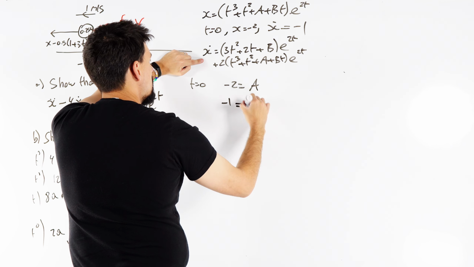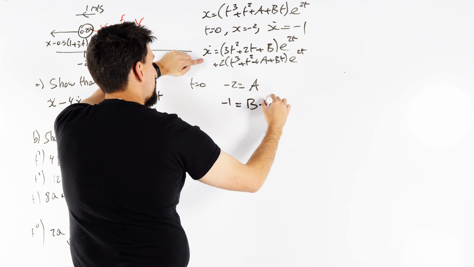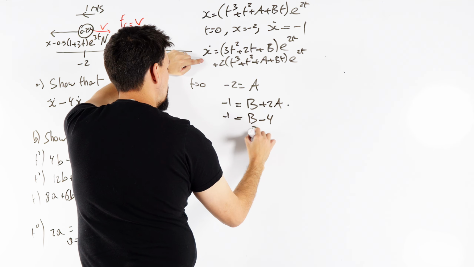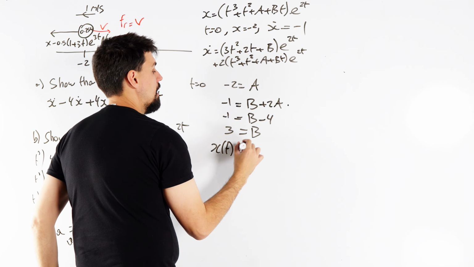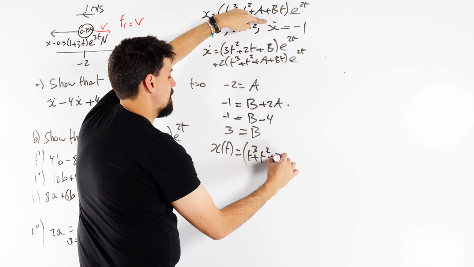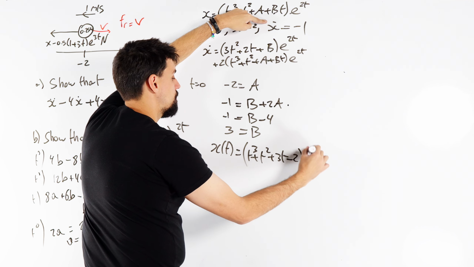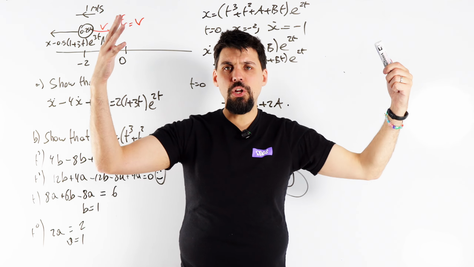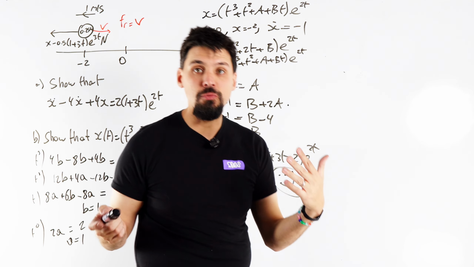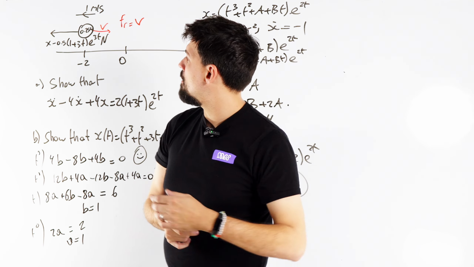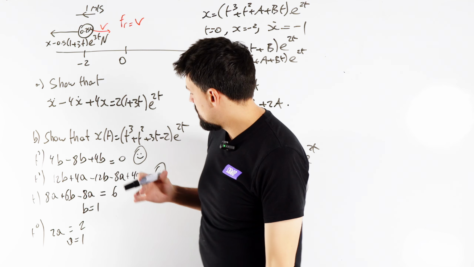I'm left with b from that term, plus 2a. That tells me that minus 1 is b minus 4. That tells me b is 3. Which gives me x of t is t cubed plus t squared. Let's do it nicely. 3t minus 2. Smiley face. Quite cool, this idea of repeated roots, plus we've got this resonance with the right-hand forcing term. It's absolutely mental. I love it. I love it to bits.